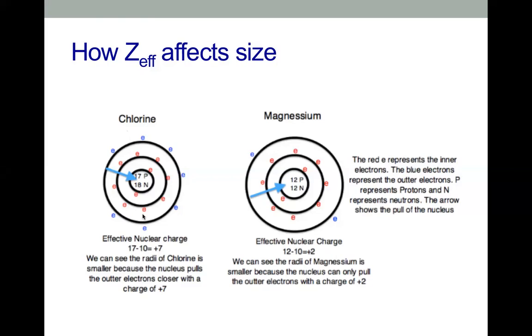These valence electrons are feeling a +7 pull. That's a strong pull from the nucleus. And so they get pulled in a little bit tighter. And that's what makes an atom have different sizes. It has to do with the pull, the protons in the nucleus, and the amount of shielding electrons that it has. It's two things involved every time.